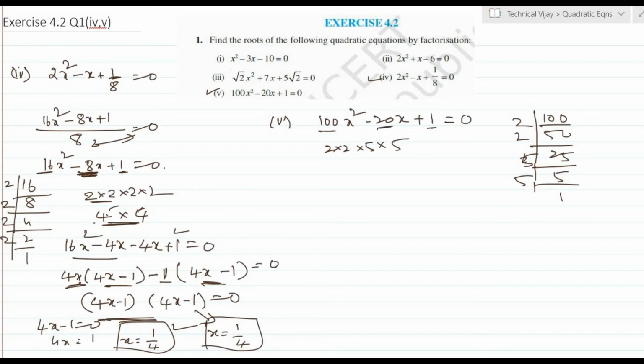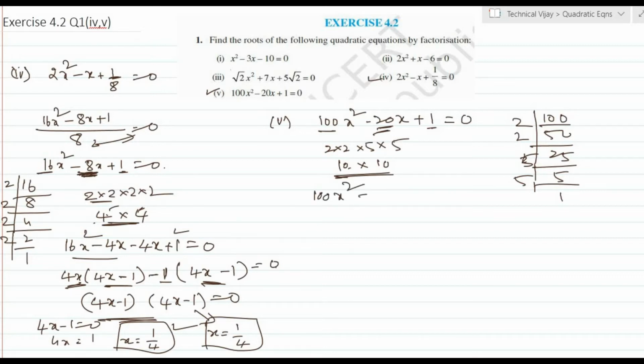So here in the middle portion, what we have to get, 20 we should get. 2 2s are 4, 5 5s are 25. Okay, 25 minus 4, it will be 21. This is not possible. So here 5 2s are 10 and 5 2s are 10. So this is 10 into 10 we can make. 10 and 10 will become 20. So we will use 10 and 10 as the factors.